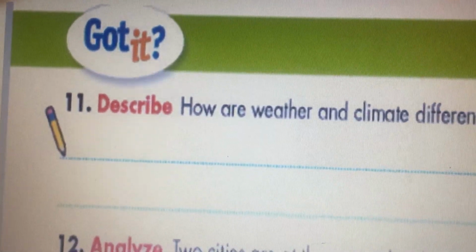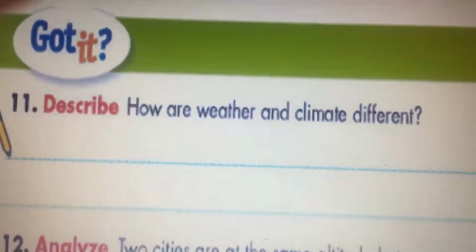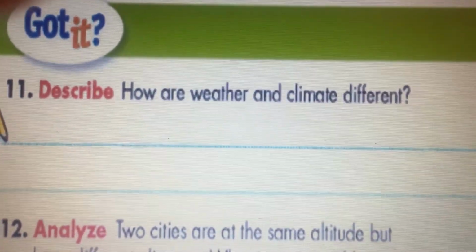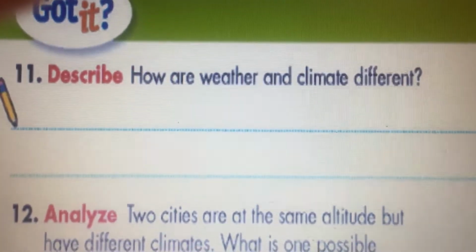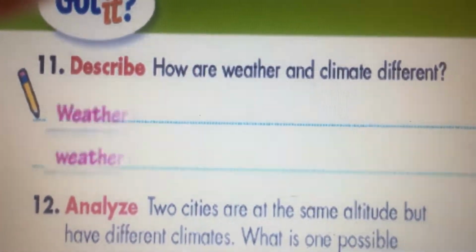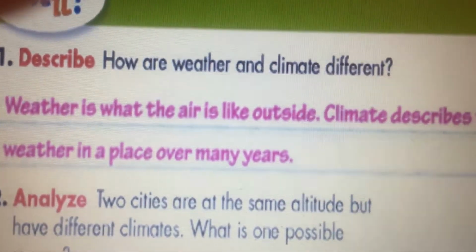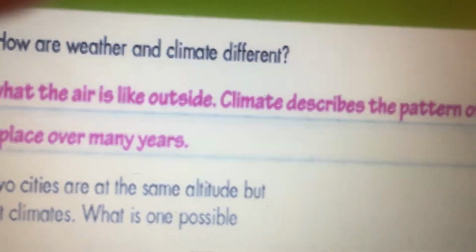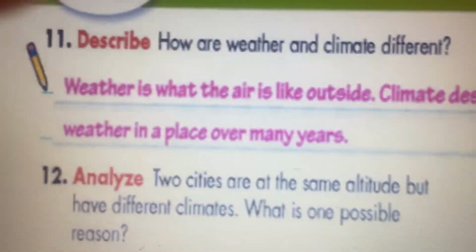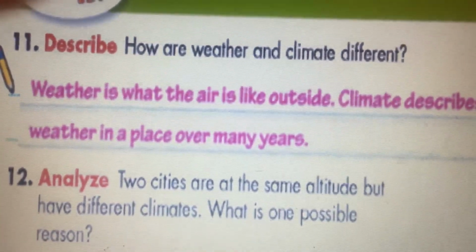Describe how weather and climate are different. What is the difference between weather and climate? Weather is what the air is like outside. Climate describes the pattern of weather in a place over many years.